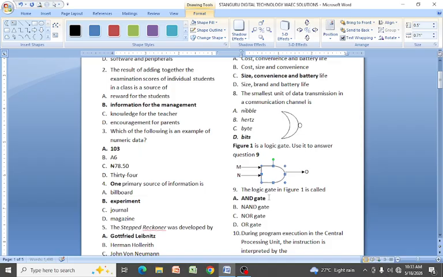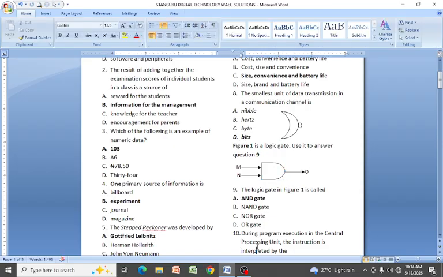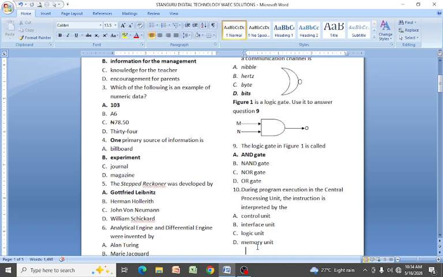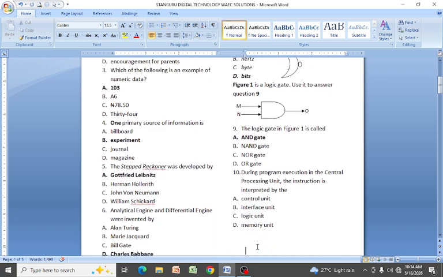Then the last question for today's video is number 10. During program execution in the CPU, the instruction is interpreted by what? The instruction is interpreted by what? So option A, we have the control unit. Option B, we have the interface unit. Option C, we have the logic unit. And option D, we have the memory unit. So the final answer in this question is what?